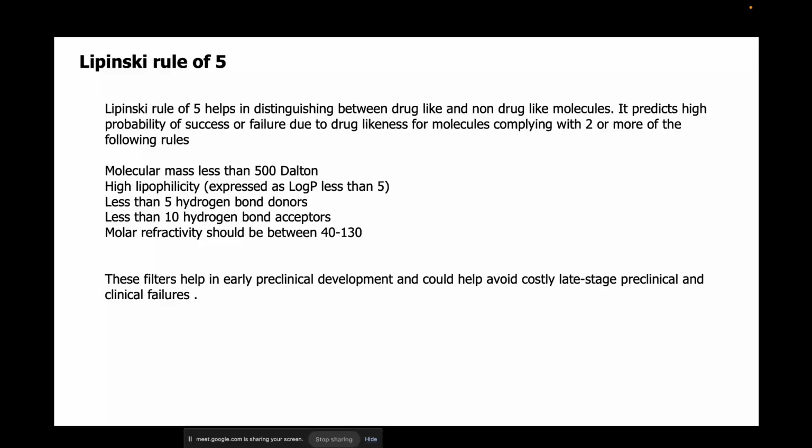Second rule is that it should have high lipophilicity, and it is expressed in log P. Less than 5 hydrogen bond donors and less than 10 hydrogen bond acceptors. And molar refractivity is another index that it measures, and it should be around 40 to 130. These filters can help in early preclinical development and could avoid costly late stage preclinical and clinical failures. So basically, these are the thumb rules that you should follow while designing the drugs. These are very basic rules that are there.